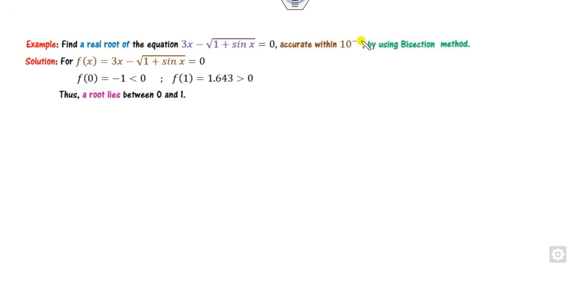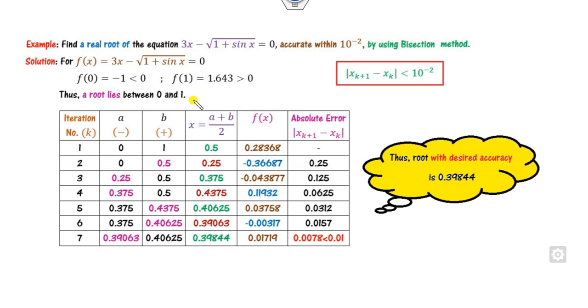Look at one more example. How can you find the real root of this up to 10 to the power minus 2? Again, very simple. You can start with f of 0, f of 1. So the root lies between these, and you can proceed on. You can see up to the 7th iteration you get this root here. So this is my required answer. You can try it yourself manually so that you can understand it easily.